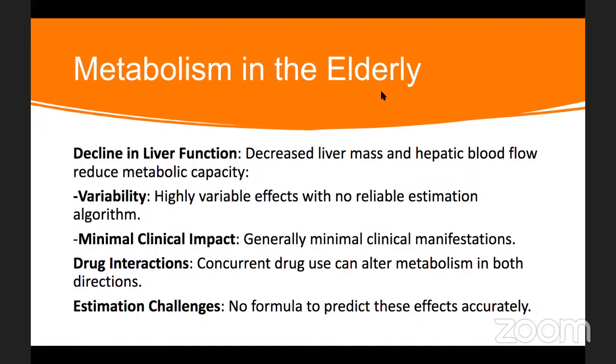My part is I'm going to talk about metabolism in the elderly. There is a decline in liver function, decreasing the liver mass and hepatic blood flow, and reducing the metabolic capacity. Variability: highly variable effects with no reliable estimation algorithm. Minimal clinical impact: generally minimal clinical manifestation that you usually cannot see in the elderly patient. Drug interaction: concurrent drug use can alter metabolism in both directions. Estimation challenges: no formula to predict these effects accurately.